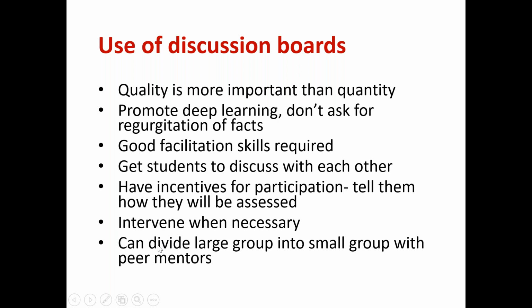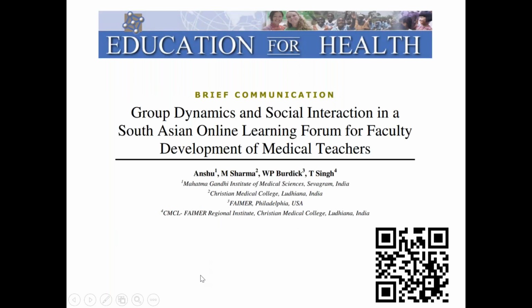Or if your group is too big, like 200 students, it is possible to divide into different email threads or different discussion boards, where either you put a faculty or a resident in charge of each group, or if you have some bright students and some not so bright students, they can have peer mentoring.